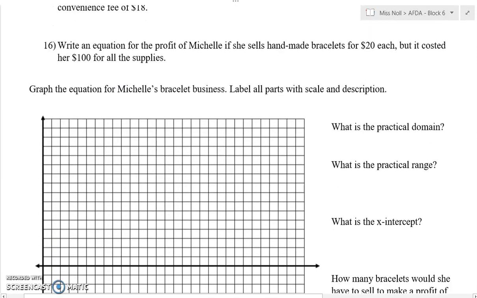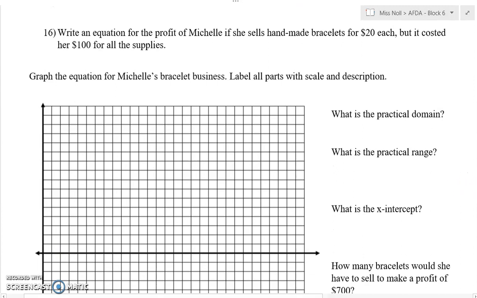Okay, but I do want to look at number 16. So we have this friend, Michelle, and she is selling bracelets for $20, but it cost her $100 for all the supplies. So if you were setting up this equation, we have her profit, which is what we ultimately want to represent, and then the other variable, the independent variable, is how many bracelets she's going to sell.